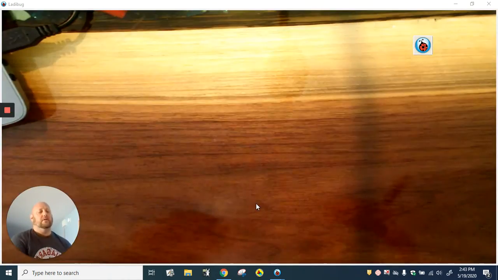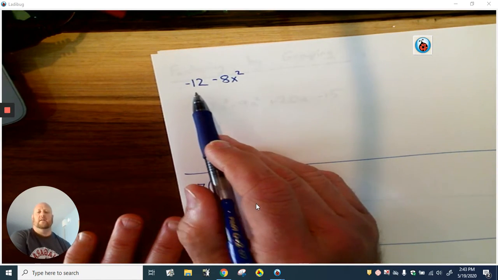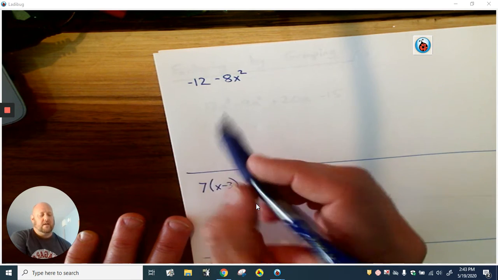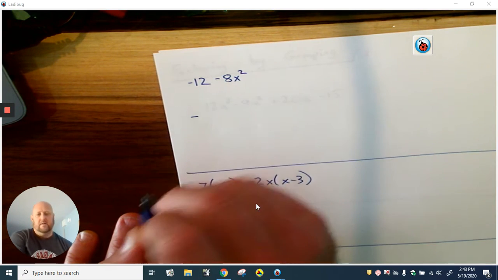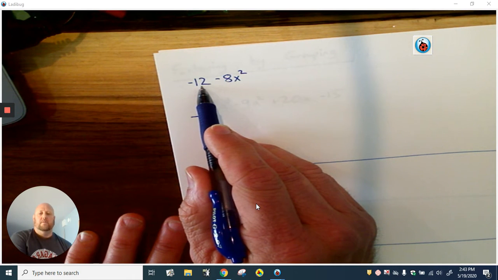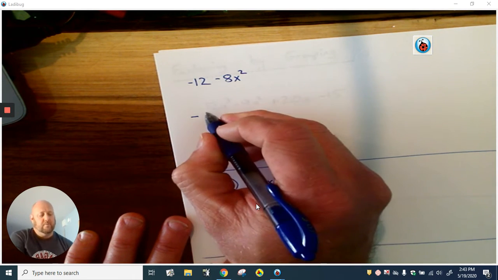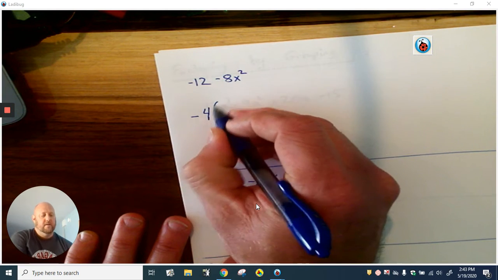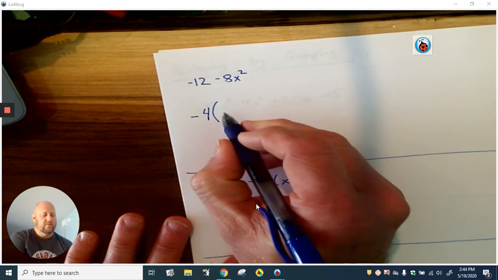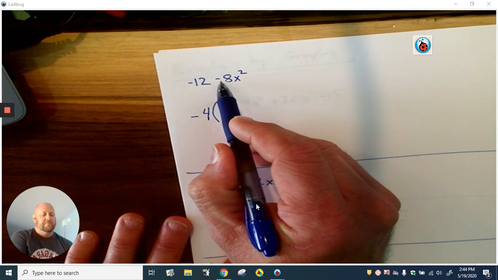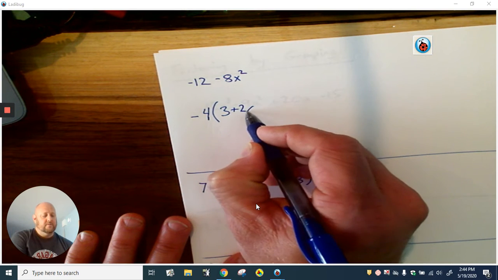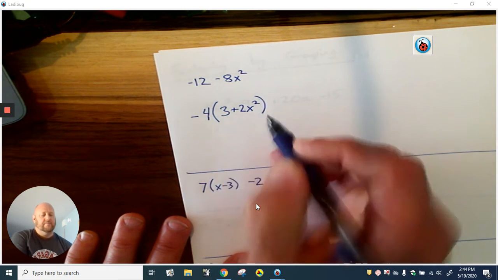Sometimes you're dealing with something that looks like this with some negatives. Well, I think that looks pretty ugly. So what I'm going to do is pull out a negative here. And then I'm going to look to see what else I can divide both these two terms by. Well, I can divide them both by a 4, right? Well, when I do that, -12 divided by -4 is a +3. -8 divided by -4 is a +2, and then I would still have that x squared, right?